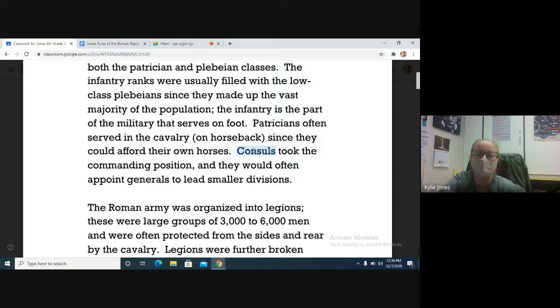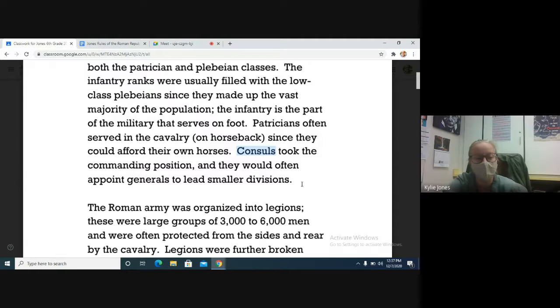Who can remind me what a consul was? Yes. So yes, consuls were one of the 2 leaders. So there's 2 leaders called the consuls. One of them would go serve in the military, and one stayed home, right, to make sure that the city was safe.